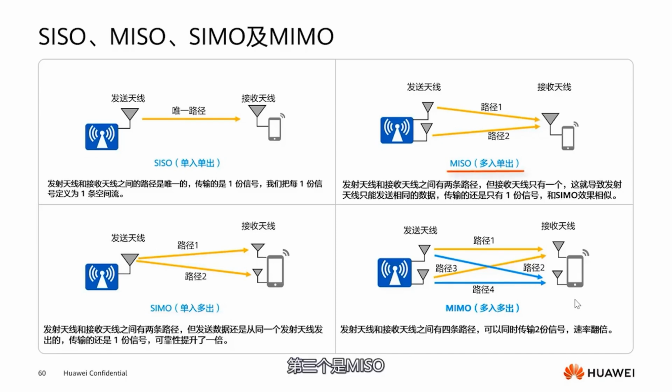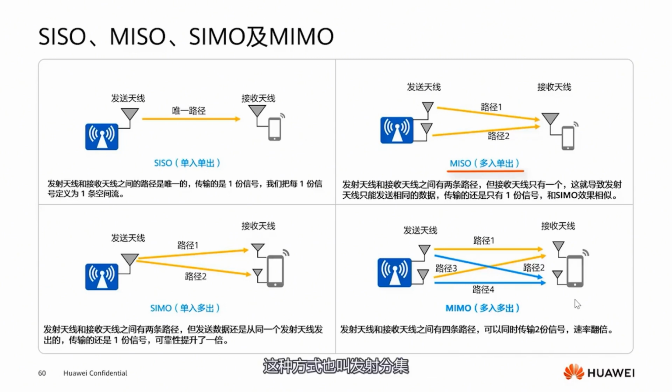The third concept is MISO, multiple input, single output, with two paths between the transmitting and receiving antennas, but only one receiving antenna, which means the transmitting antennas can only send the same data, transmitting only one signal, similar to SIMO effects. This transmission system is called multiple input single output, also known as transmit diversity.